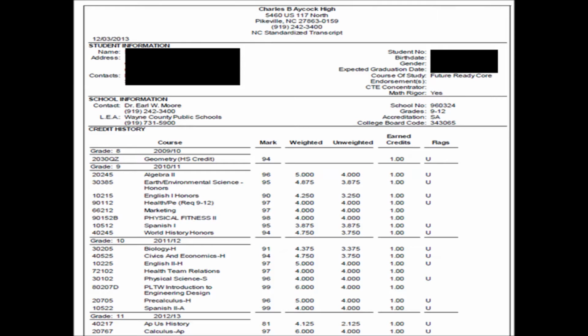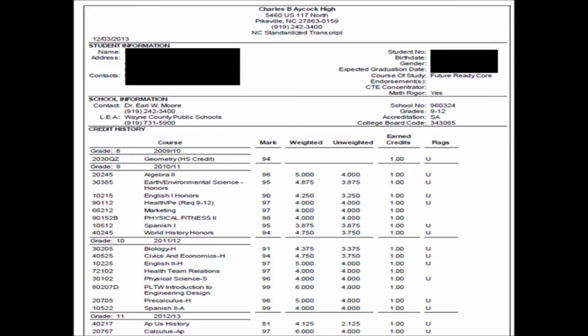Move down to the school information. This is basic school information for Charles B. Aycock, and then following school information is credit history. In credit history, we're going to take a look at 4 or 5 different sections, including the course, the mark, the weighted and unweighted quality points, and your earned credits. So as juniors, you can see that your courses are listed in chronological order beginning in 9th grade. For some of you, if you took high school credits in 8th grade, those will also be listed.